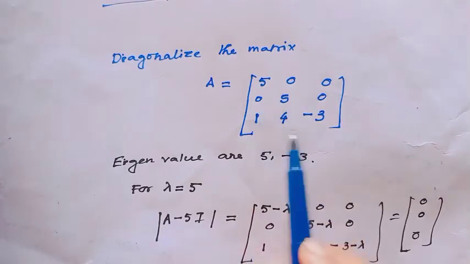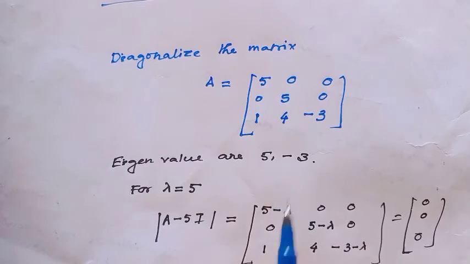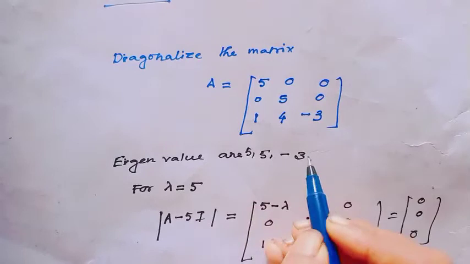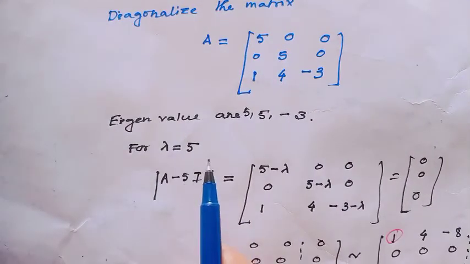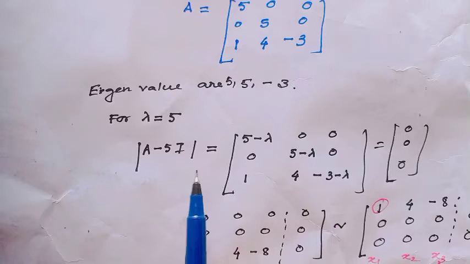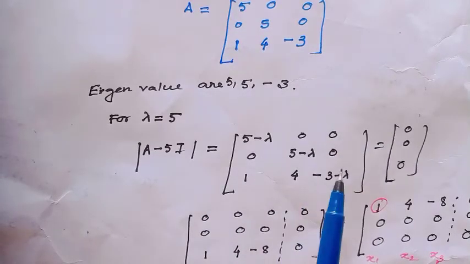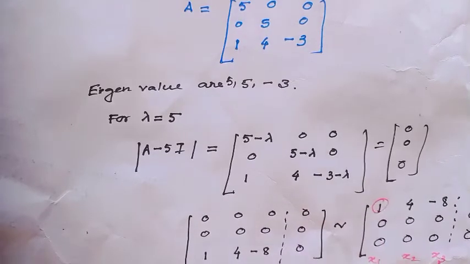Since this is the lower triangular matrix, obviously the eigenvalues are 5, 5, and minus 3. For lambda equal to 5, the eigenvectors are found from A minus 5I, that means 5 minus lambda, 0, 0; 0, 5 minus lambda, 0; 1, 4, minus 3 minus lambda, equal to the zero vector.